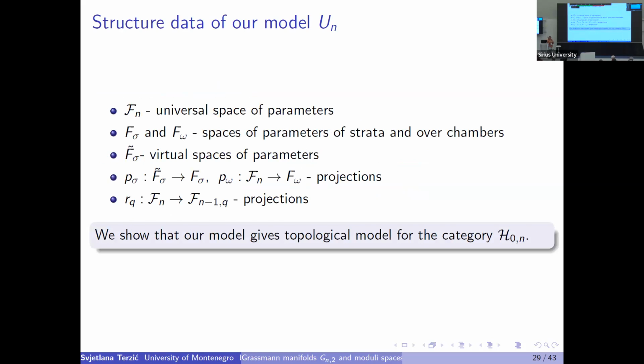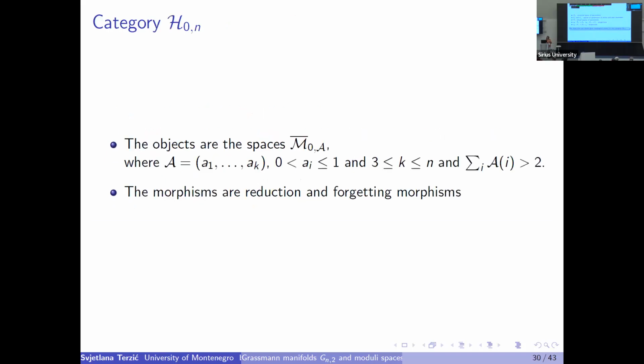It's the universal space of parameters, spaces of parameters of the strata and over chambers, virtual spaces of parameters, projections from the virtual to real space of parameters, projections from the universal space of parameters to F omega, and the projection from Fn to Fn minus q. We actually show that all our ingredients give the Hassett model, that the objective morphisms of the Hassett model can be realized in terms of these objects.